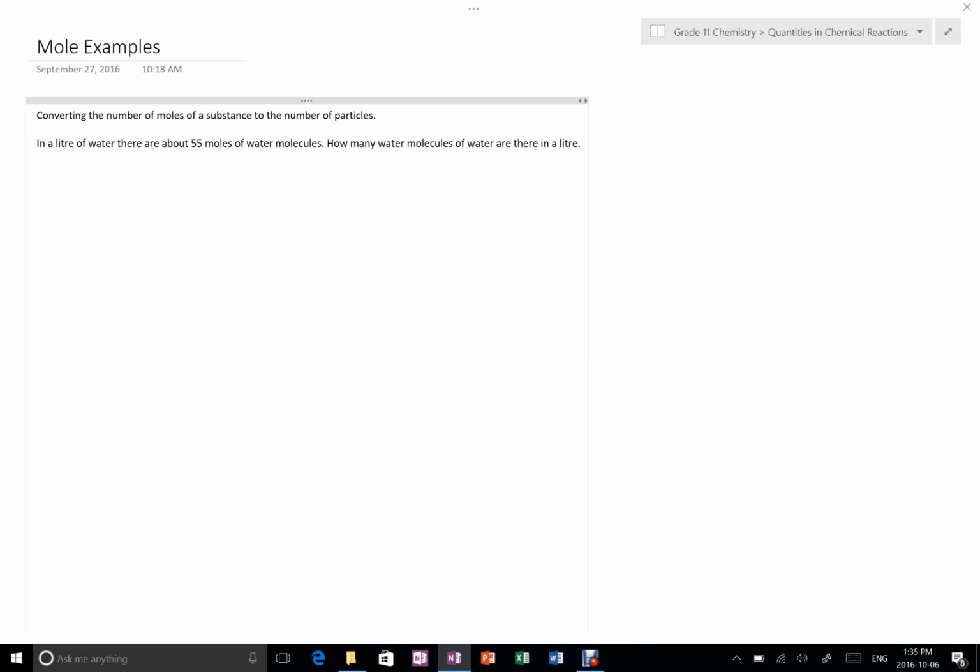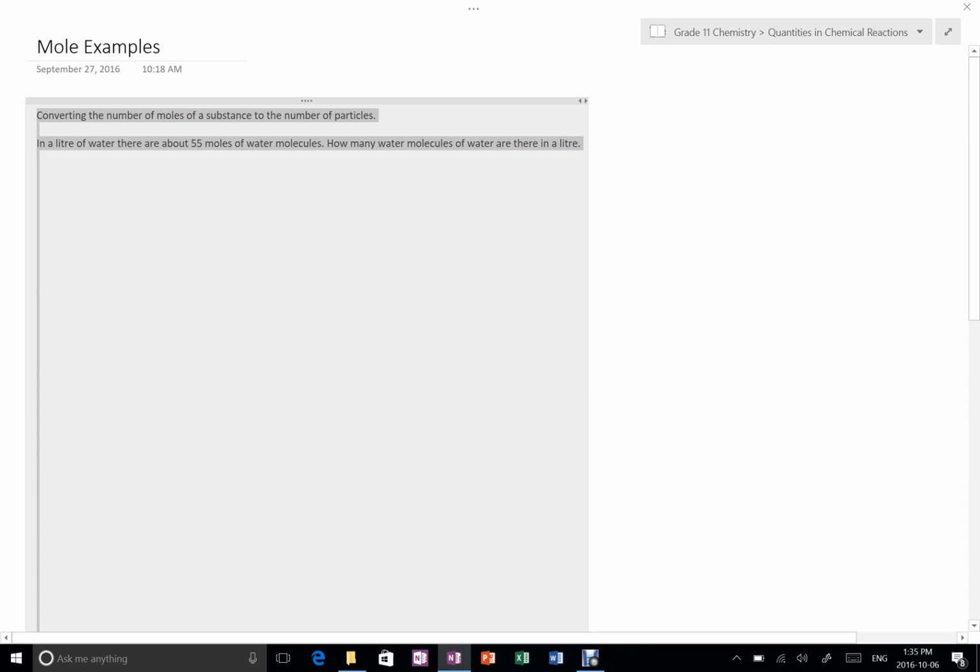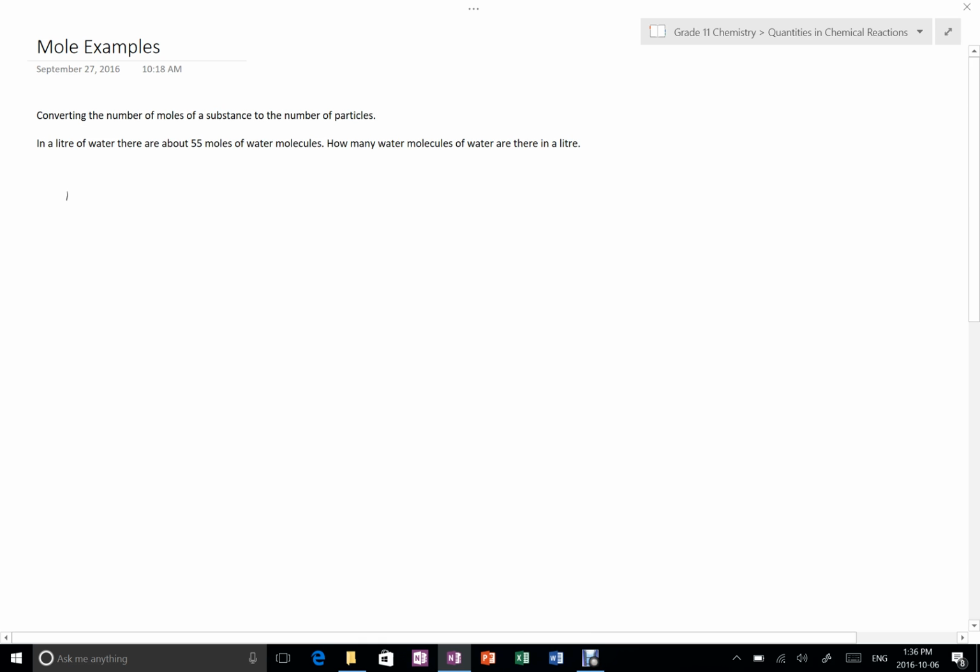So in a liter of water there are about 55 moles of water. So we're saying that our moles of H2O. Subscripts are nice here because they're going to help us keep different substances straight. About 55 moles of water in a liter. How many molecules of water are there in a liter? That makes more sense. So what we want to do here is we want to get the number of particles.